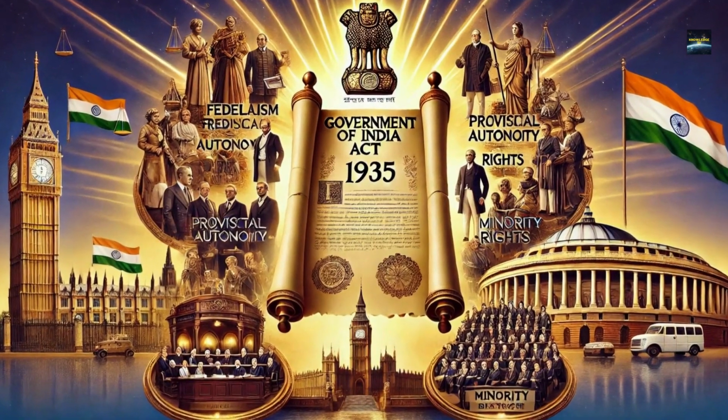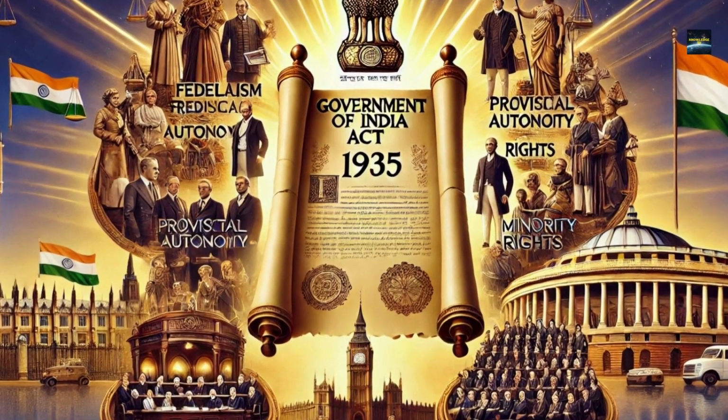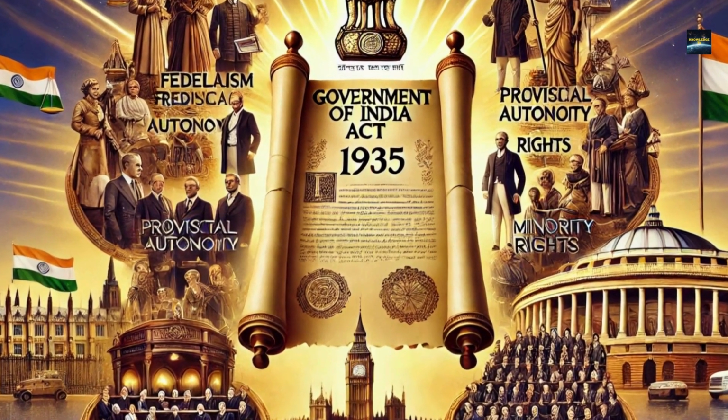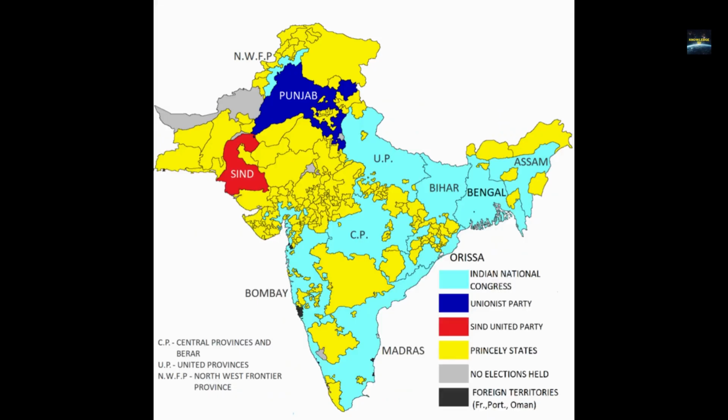In 1935, the British government agreed to hold provincial elections in India, however the federal authority would still reside with the British. In 1937, the provincial elections were held. The Congress won 7 out of the 11 provinces, however the Muslim League was unable to form government in any province.